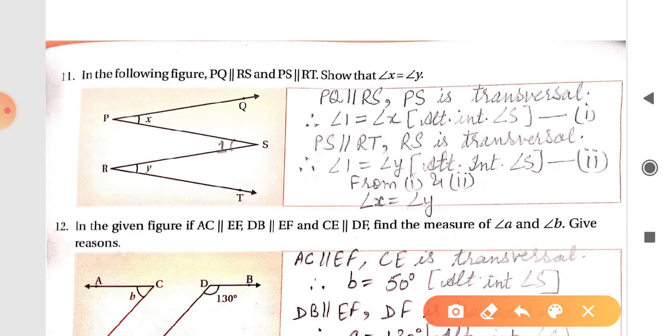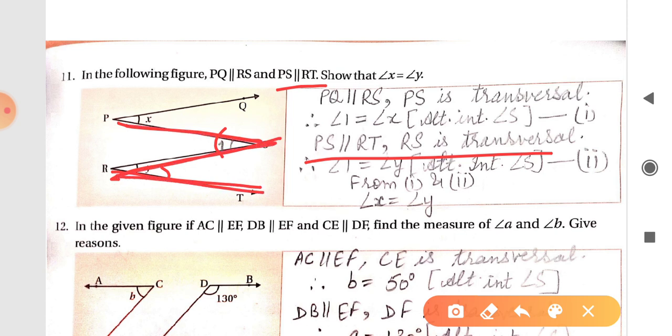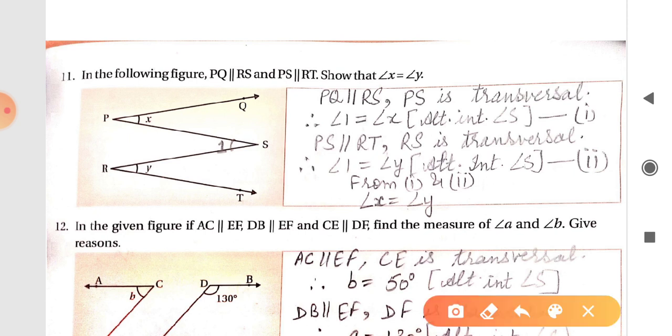Next, we are also given that PS is parallel to RT, and RS will be the transversal. PS is parallel to RT and RS is a transversal line. So angle 1 will be equal to angle Y. Angle 1 and angle Y are equal because they are forming alternate interior angles. They are forming a Z. So make it the second equation. We will also use this equation.